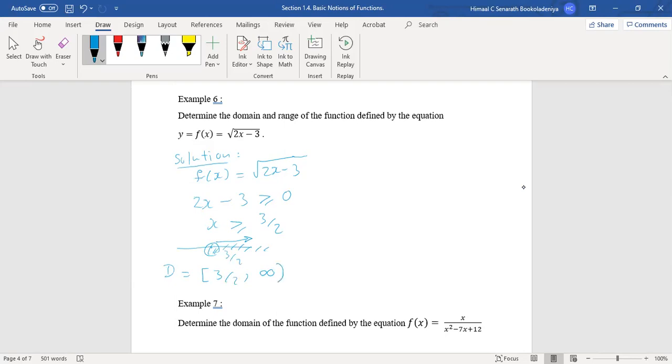Infinity you never include because it is not a definite number. You use parentheses with infinity always. Now, range. How do we find the range?